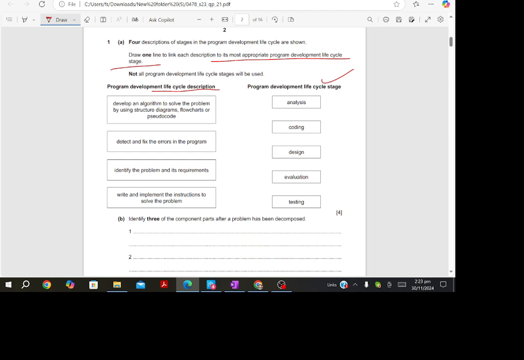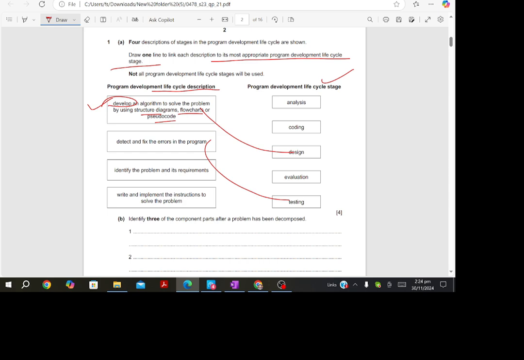First, develop an algorithm to solve the problem by using either structure diagrams, flowchart, or pseudocode. We know that structure diagram, flowchart, and pseudocode are developed in the design phase, so it will be connected to the design part. Detect and fix the errors in the program. Detecting and fixing errors is part of the testing stage, where we test using different sorts of data items and then rectify those errors.